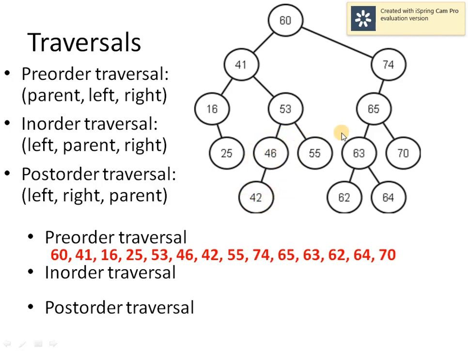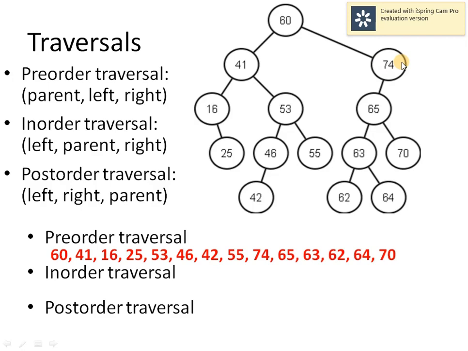I can now move to the right of 53, which is a single node 55. So after 42 we have visited 55. So once we have visited 55, that means we have visited the left subtree of 60 completely. Now we have to visit the right subtree of 60. So after 55, we will reach 74.